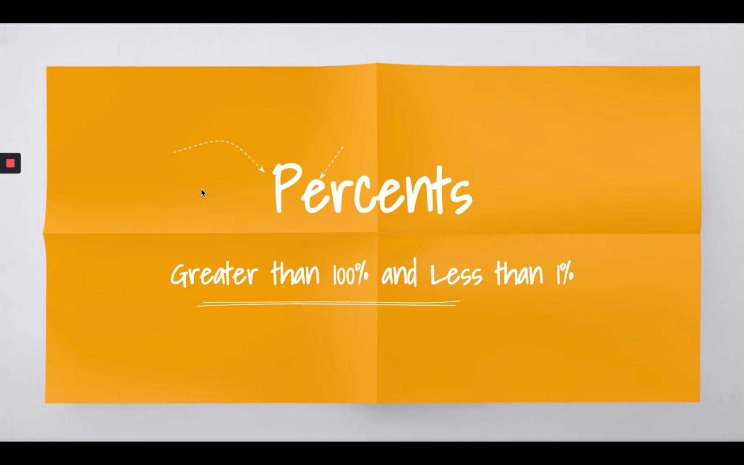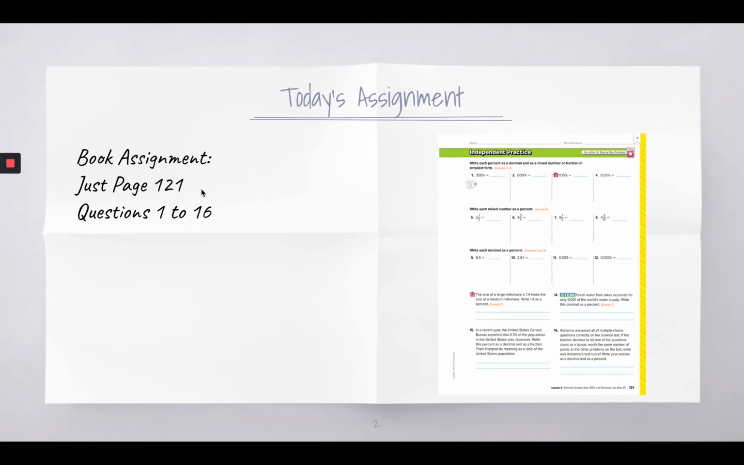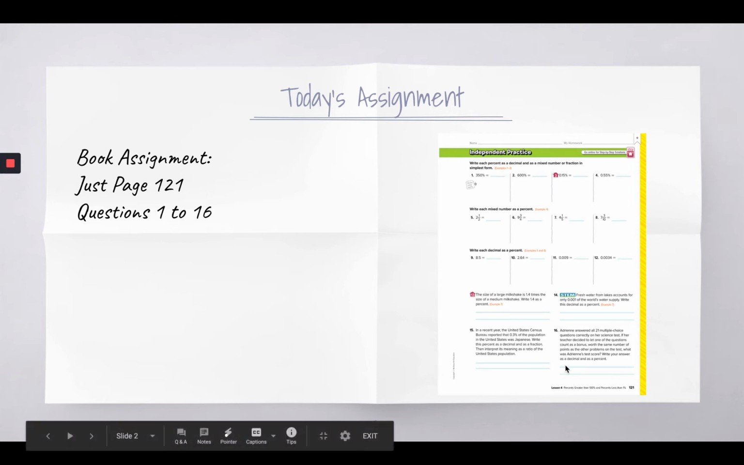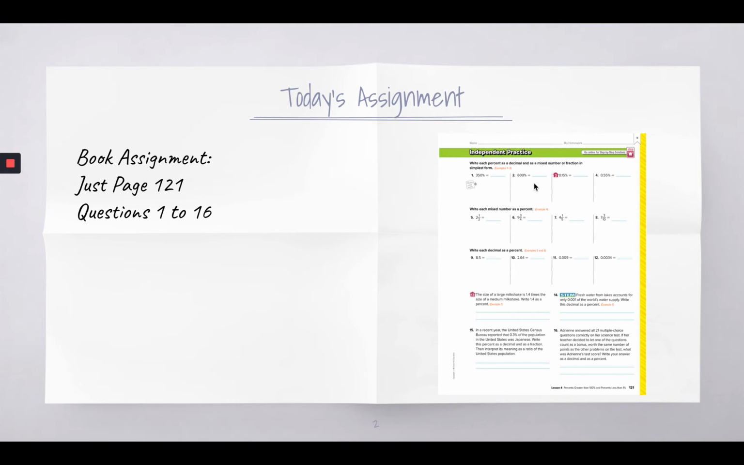But first, your assignment today is going to be a book assignment. It's one page. Page 121, questions 1 through 16. And as you can see, if you look at it here, you'll notice that you're changing percents to decimals and fractions to percents, etc. You're converting decimals, fractions, and percents.